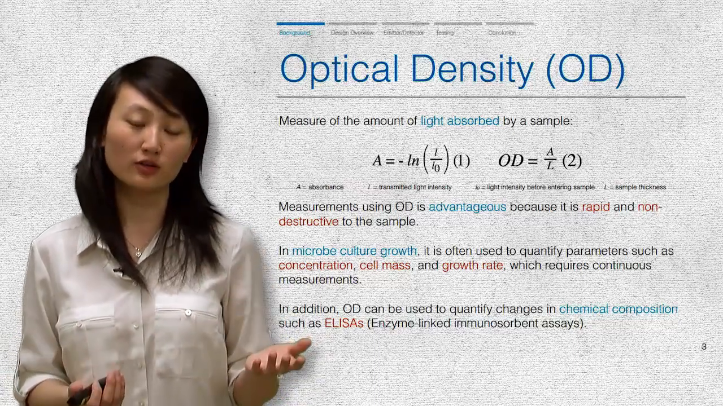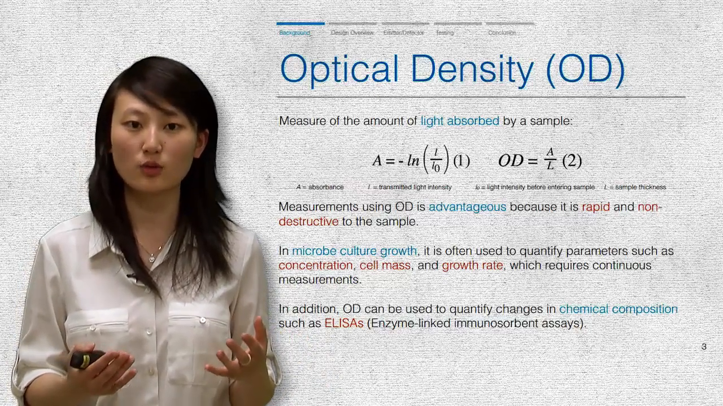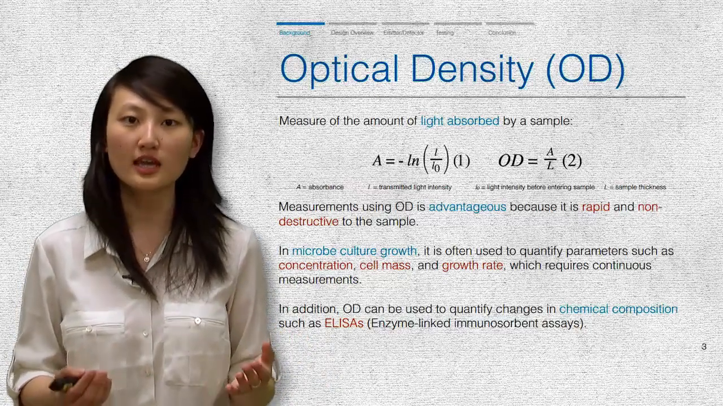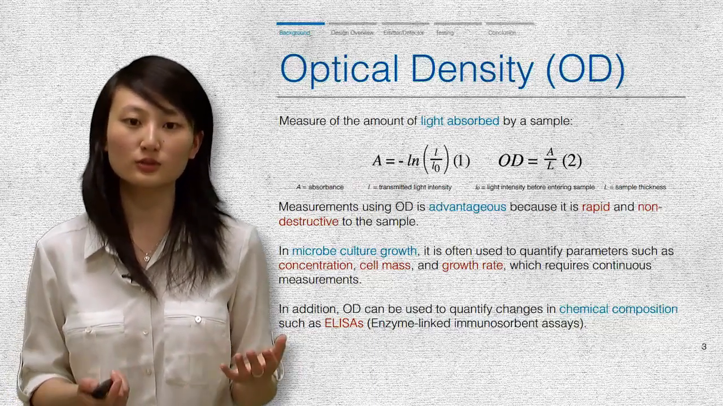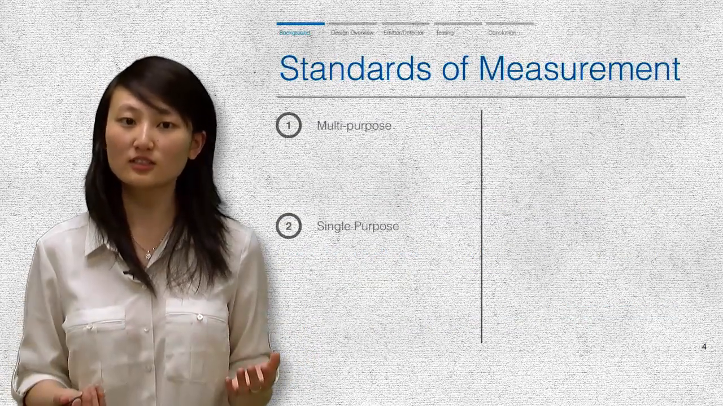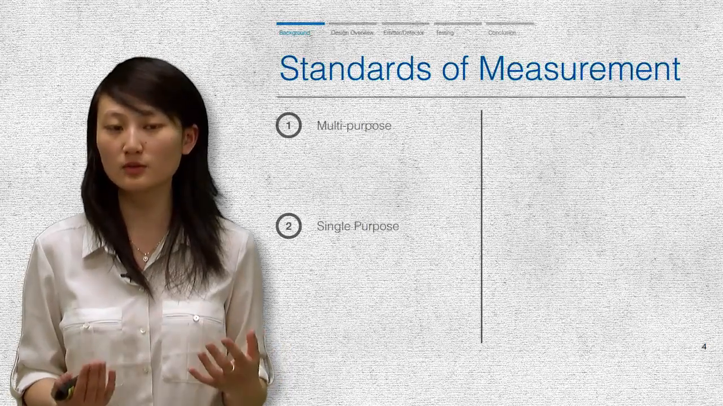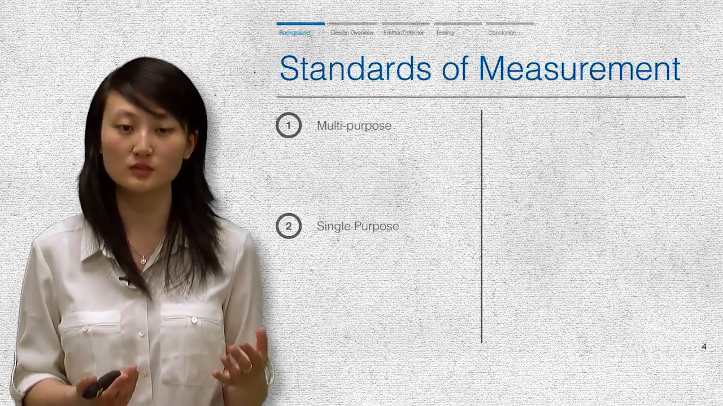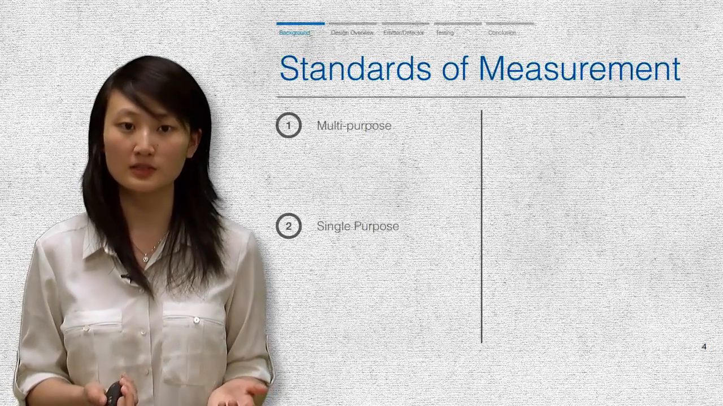And in addition to microbial growth measurements, you can also measure optical density to quantify changes in chemical compositions in techniques using ELISAs, for example, which also require continuous measurements. And so there are many different standards of measurement that are currently being used, many different types of equipment, and so I've separated them into two different categories, one being multi-purpose and the other being single-purpose.